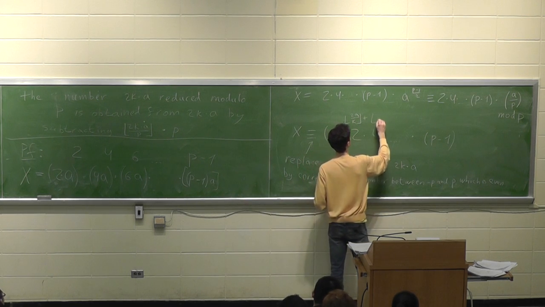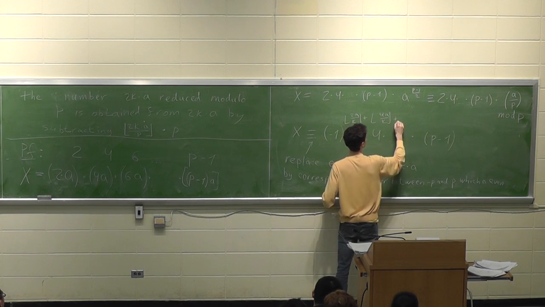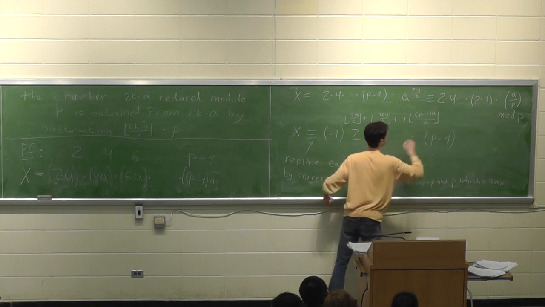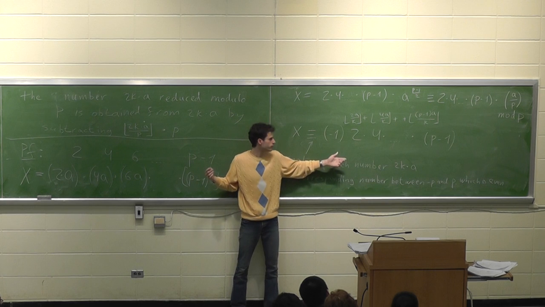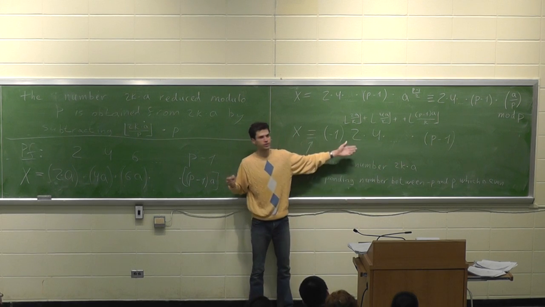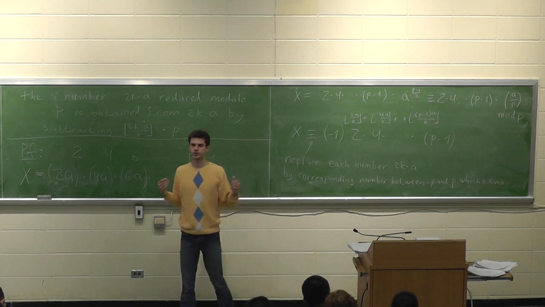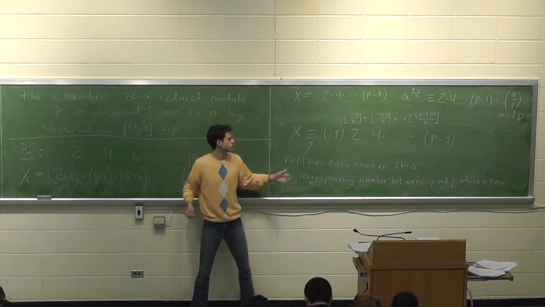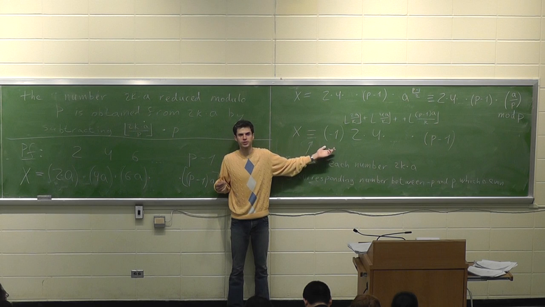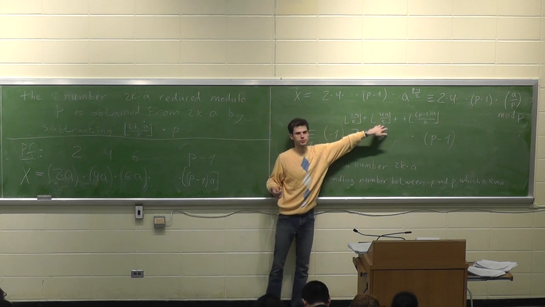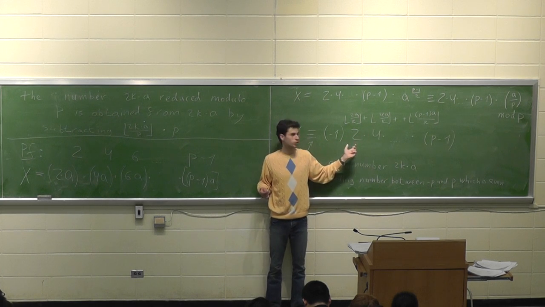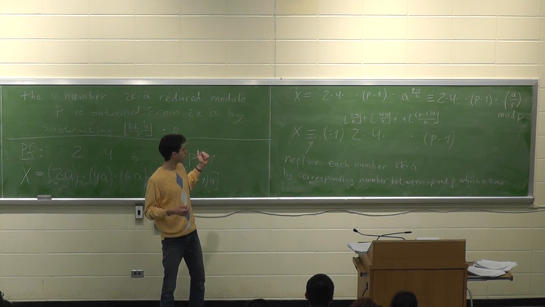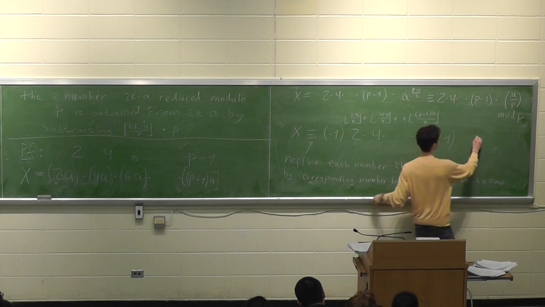Each time I'm performing this procedure with some of these numbers, the sign that will appear here will be as follows. It will be plus 1 if the multiple I'm subtracting is even, and minus 1 if the multiple I'm subtracting is odd. So that's one of the ways to write it down. If this multiple is even, it's a plus sign. If this multiple is odd, it's a minus sign. Well, so once again, this holds modulo p.